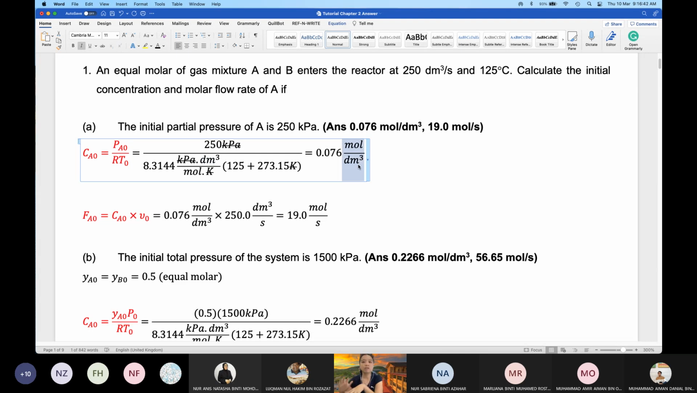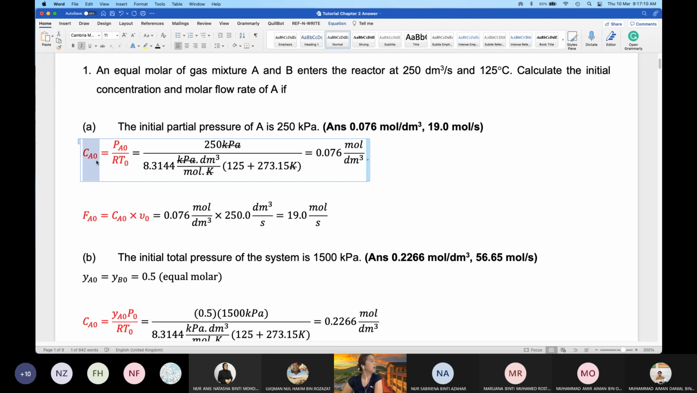So I always tell you, as a way for you to check your calculation, look at the unit. If your unit is mole per dm cube, mole per volume, which is actually concentration, and you indeed want to find concentration, most likely your answer is correct. If the unit is consistent with the dimension of what you want to find, most likely the formula that you use is correct.